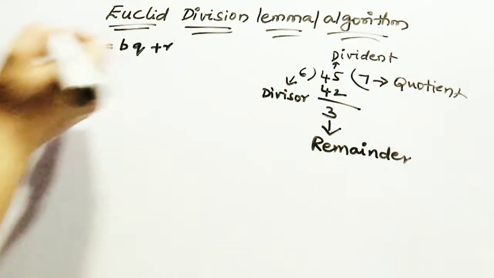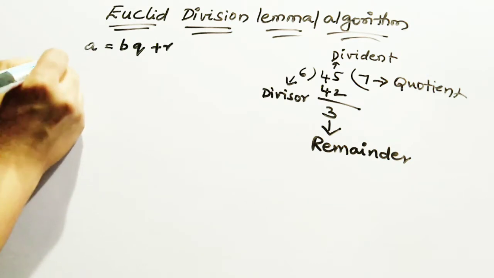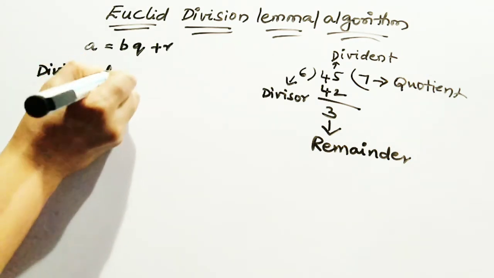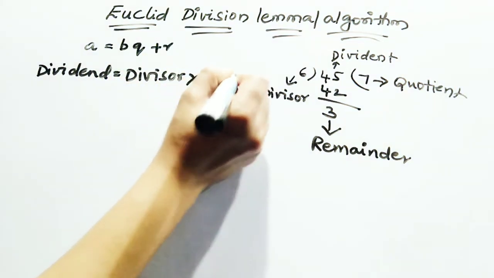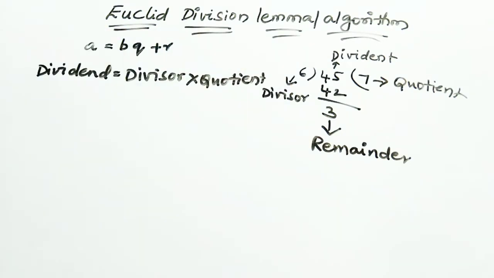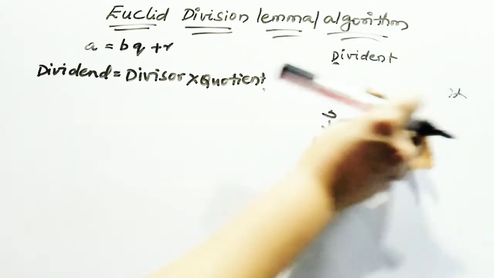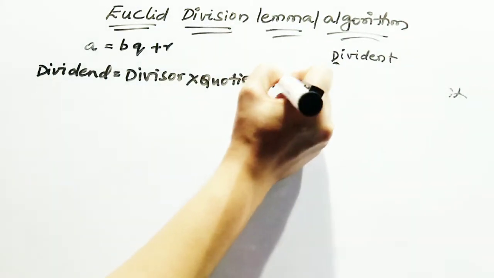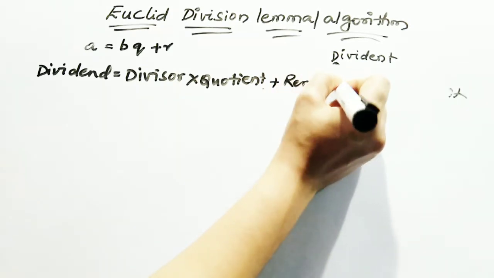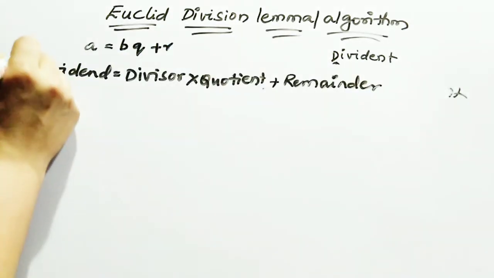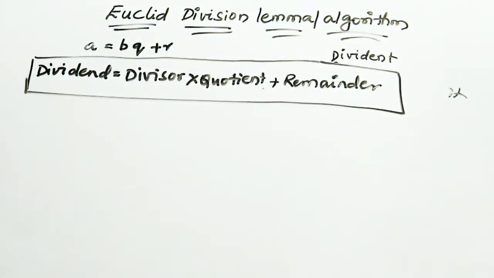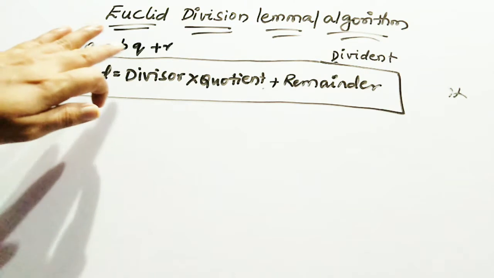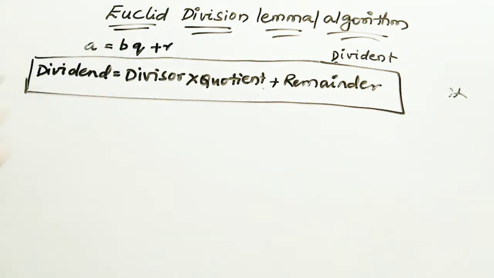Or you can write it this way: dividend equals divisor into quotient plus remainder. This is the formula you will apply for finding HCF using the Euclid division lemma algorithm. It must be in the form of A equals B Q plus R. What is A? A is the dividend, B is the divisor.